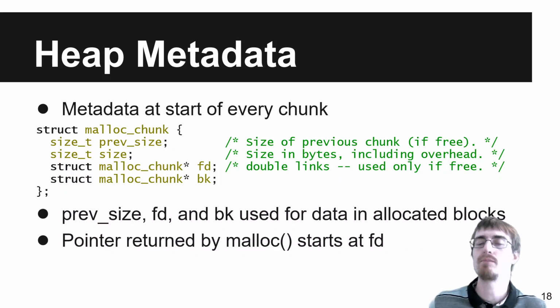The FD and BK pointers are used to maintain the free list. So if this block is not free, then it will not have a position in the free list, and we don't need the FD and BK pointers either. In this case, again, they're used for data. So the pointer returned by malloc always starts at FD, because malloc returns a used chunk, and the used chunk does not need a free list. So it reuses FD and BK to store the data.